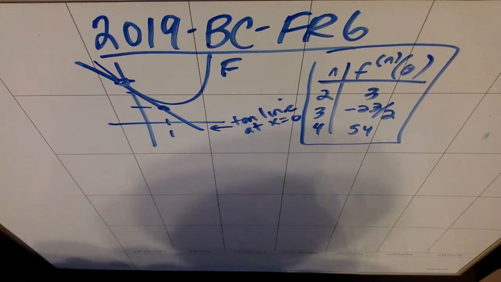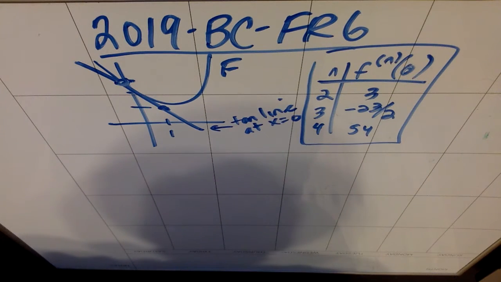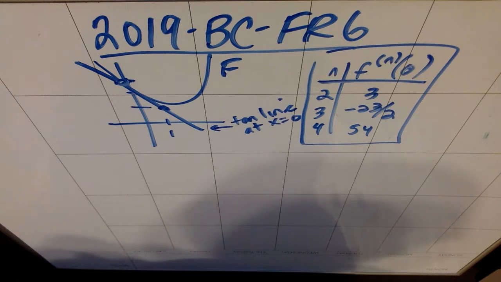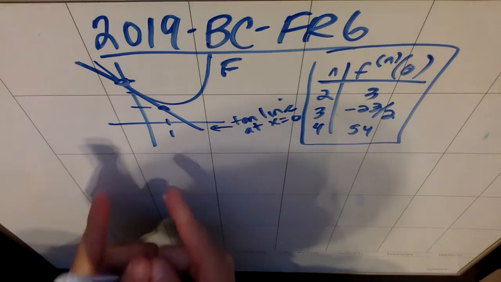We are doing more AP review. This is 2019 BC Free Response 6. A function f has derivatives of all orders for all real numbers x. A portion of the graph of f is shown above. My graph is really crappy.